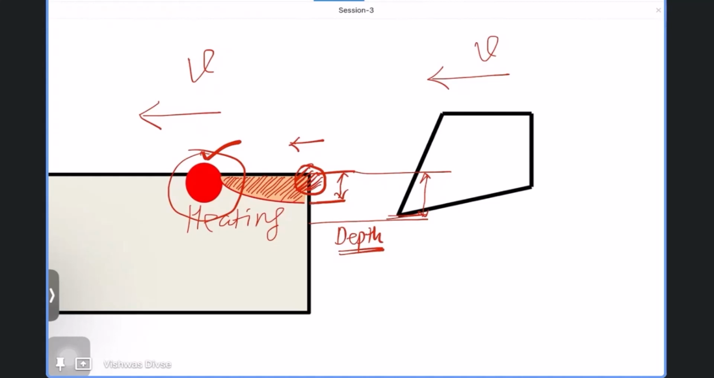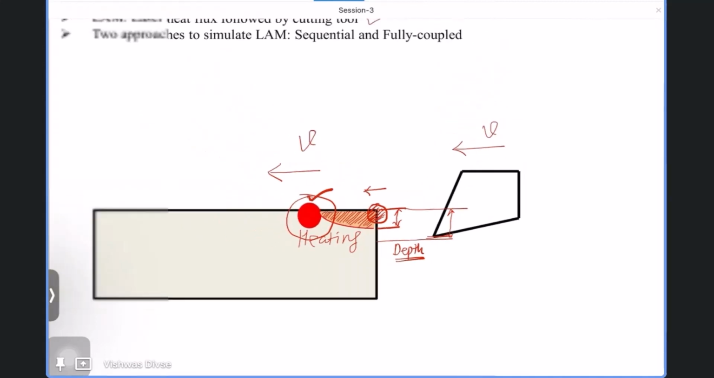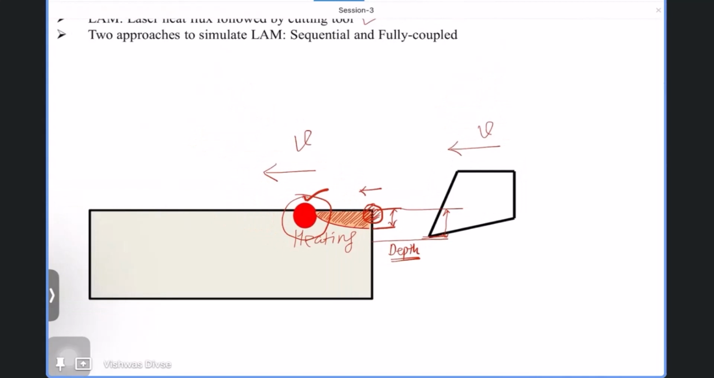So that's why one more parameter will come into the picture, that I will explain in the next slide. But on this slide one should remember one thing, that the laser heating part is coming from a subroutine, specifically VDFLUX. Now I will explain why VDFLUX.